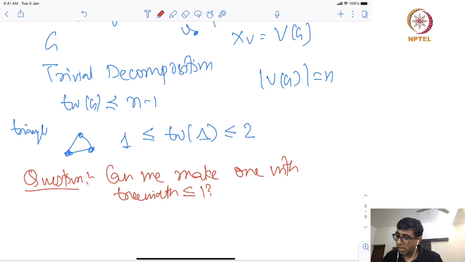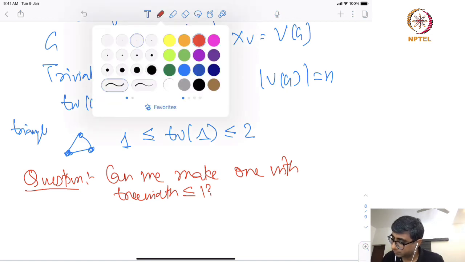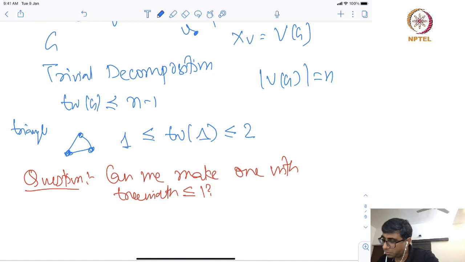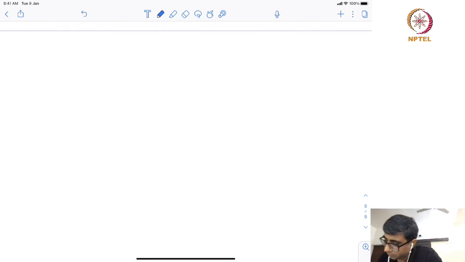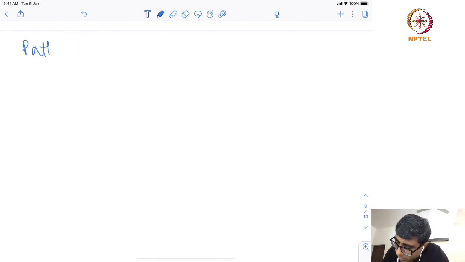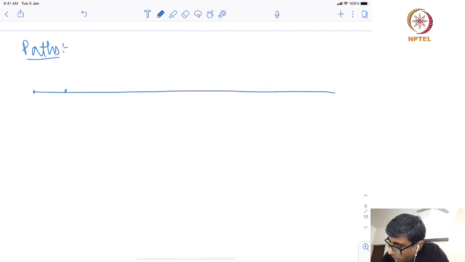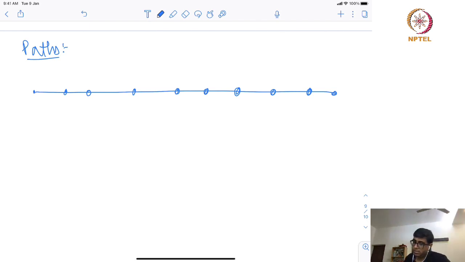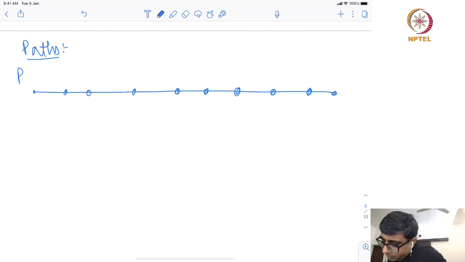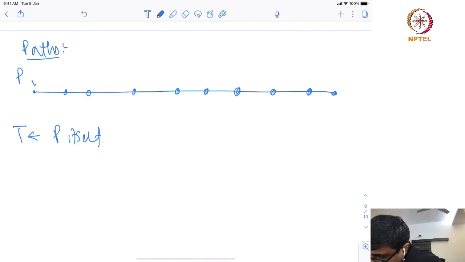What about a path? Remember the way we made our DP algorithm? So this is our path, and suppose for the path, as T, I am going to take P itself, and suppose this is V1, V2, V3 up to Vn.